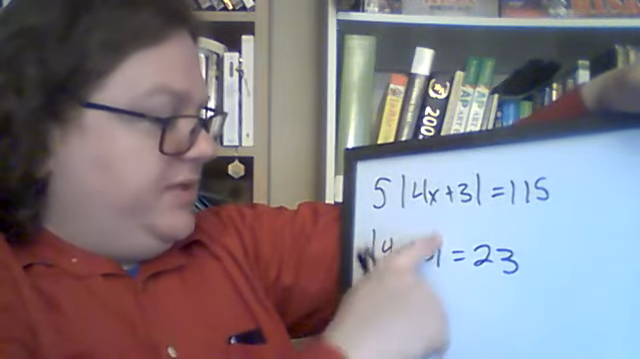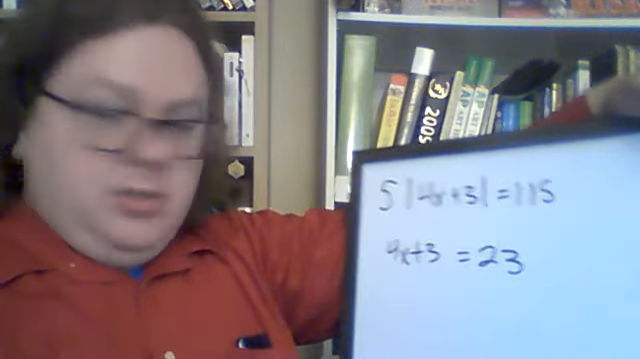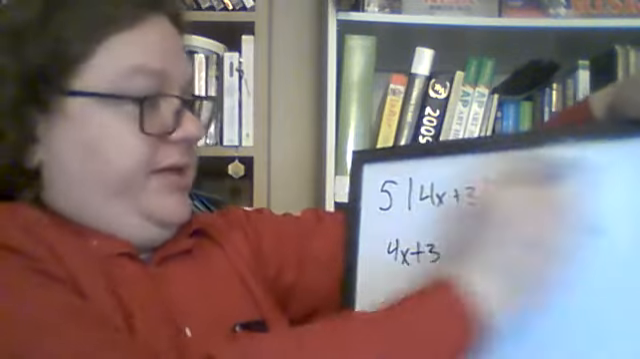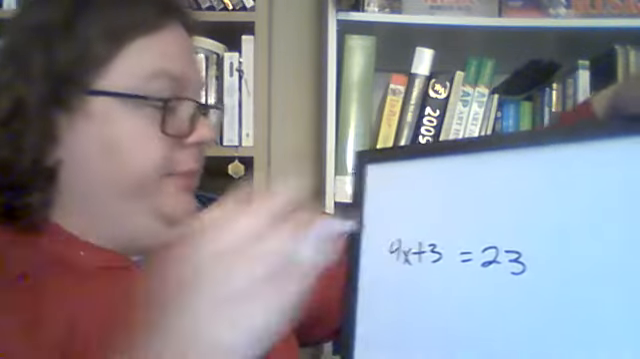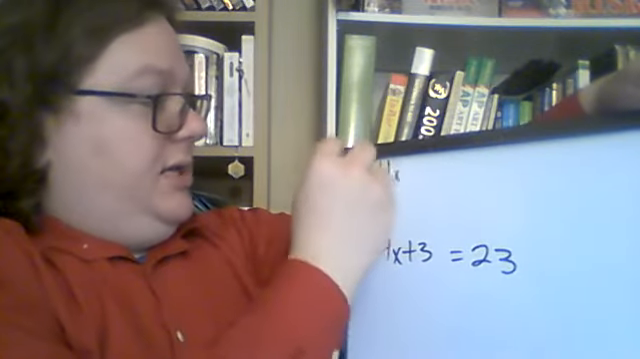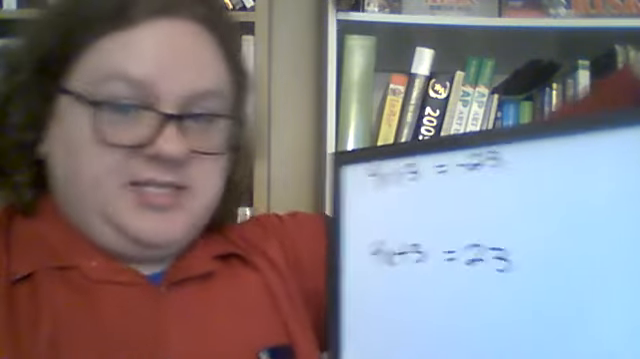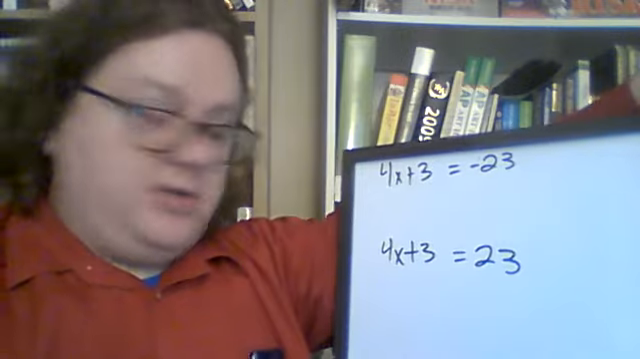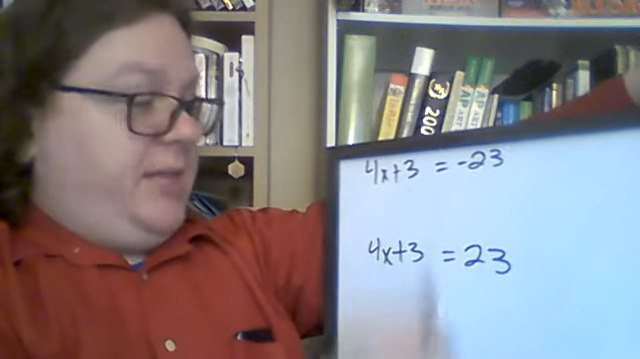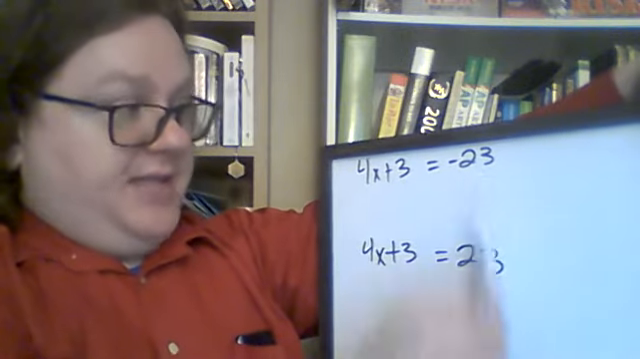Now I can get rid of these bars. I'm going to get rid of that too. And I'm going to do 4x plus 3 equals negative 23. So remember, that's the basic gist of how to solve these, is to do the same problem twice but make the answer positive and negative.